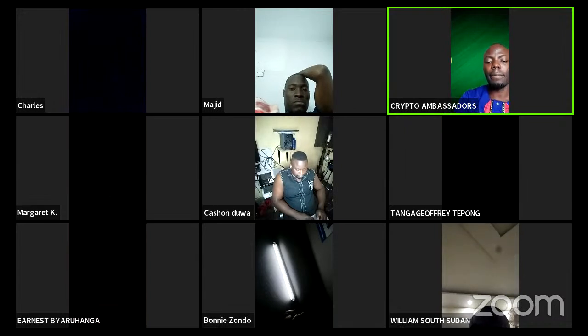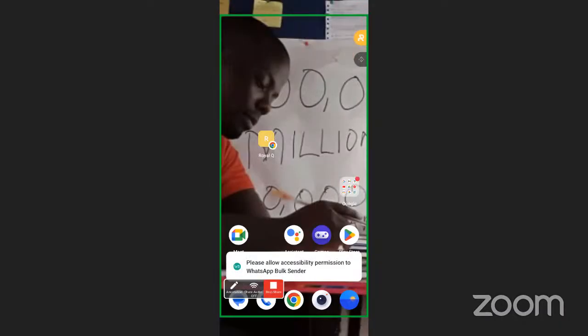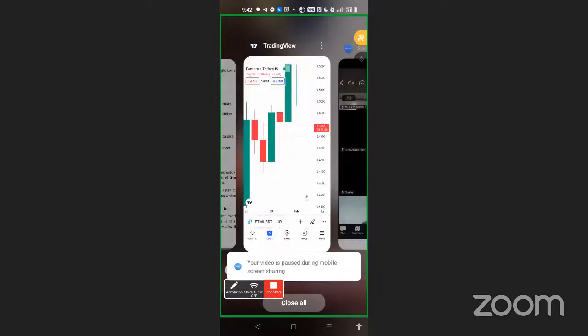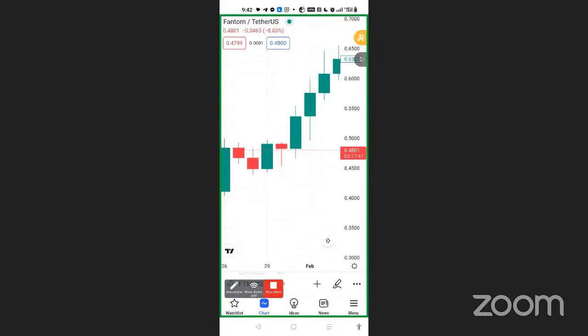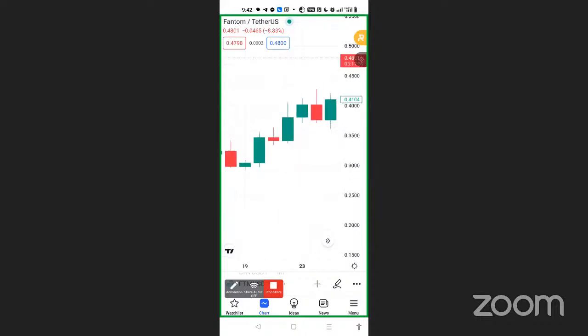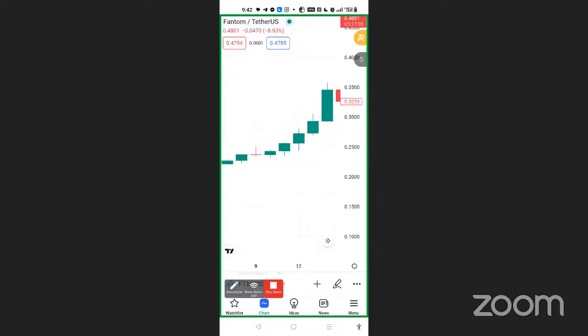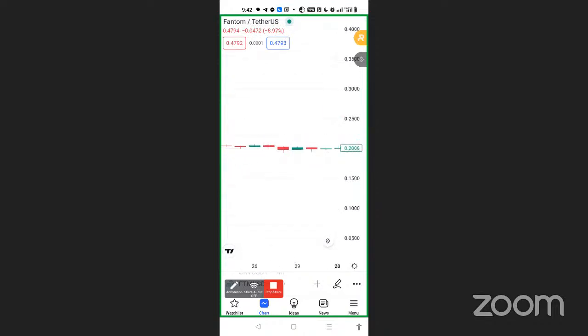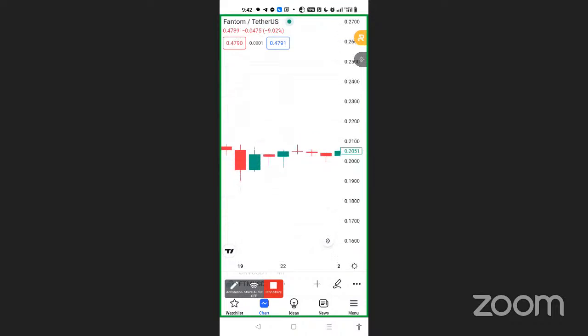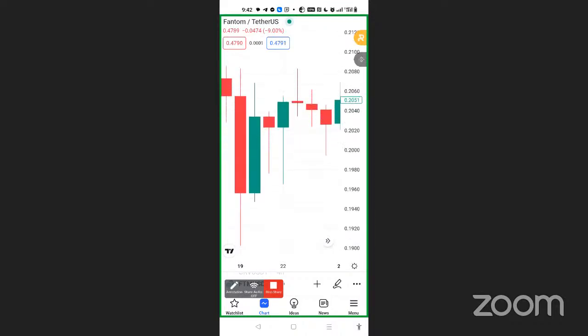Now let me share my screen again. Okay, let me find a better example for you, ladies and gentlemen. Right. Okay, now let us look at another. All these are types of candles. Now I want to emphasize.